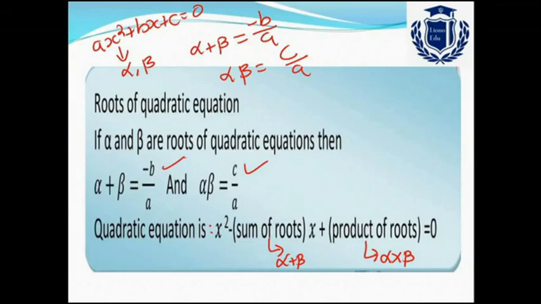So we have completed the whole theory of the chapter quadratic equations. And we will be doing all the questions in the NCERT part by part. So this is the first part of the quadratic equation.